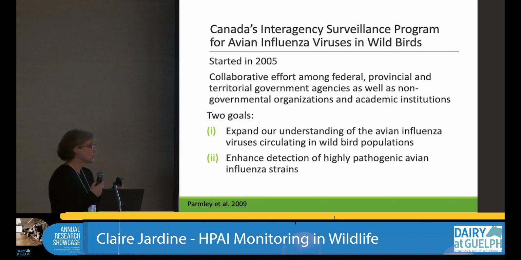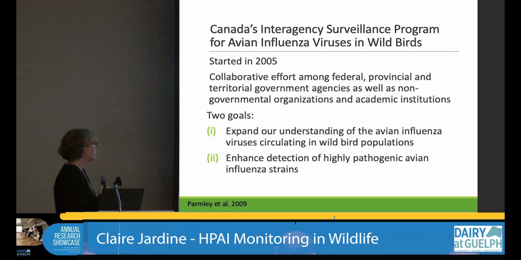So we have been doing surveillance for avian influenza since 2005. There's been this sort of concerted effort. It's a collaborative effort among federal, provincial, territorial government agencies and non-governmental organizations and academic institutions. And because of the situation at this time, we had two main goals. We wanted to expand our understanding of avian influenza viruses circulating in wild birds. We wanted to understand what low-path viruses were out there. And we wanted to do that because we wanted to enhance our ability to detect highly pathogenic avian influenza strains. And we were really on the lookout for these H5s and H7s. Those were the ones that were most likely to mutate and change into highly pathogenic strains in the poultry farms.